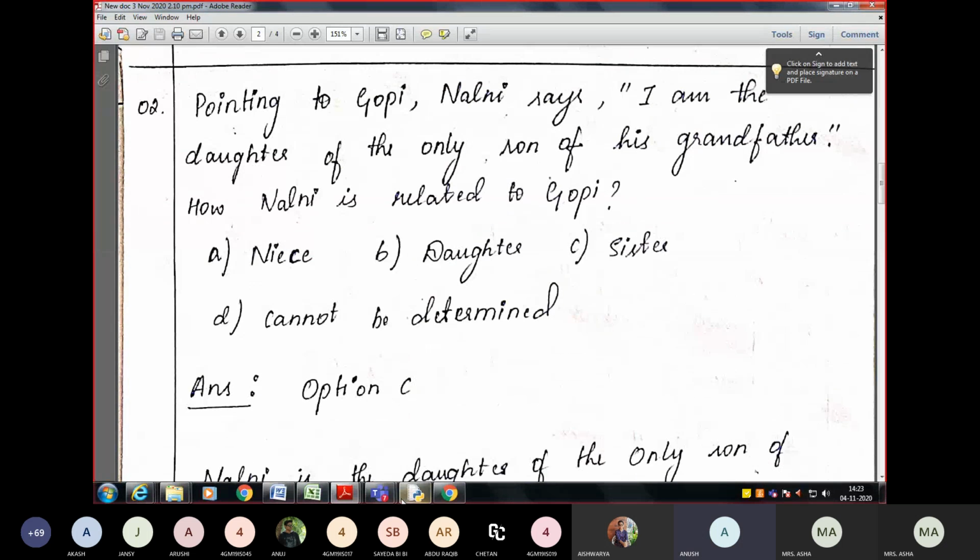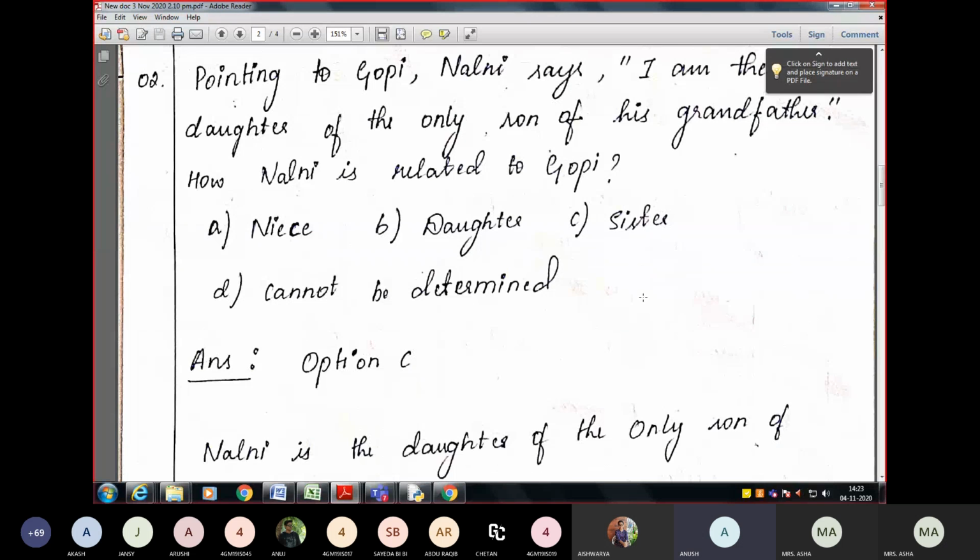Second one. Pointing to Gopi, Nalini says, I am the daughter of the only son of his grandfather. How is Nalini related to Gopi? Options A, niece, B, daughter, C, sister, D, cannot be determined. So here, Nalini is the granddaughter of the only son of Gopi's grandfather. Hence, Nalini is the sister of Gopi. And next question, ma'am.